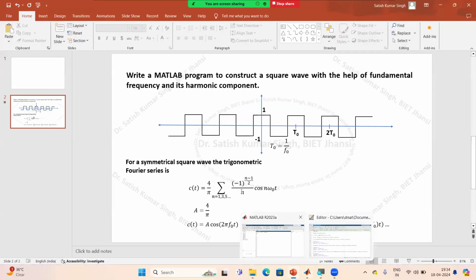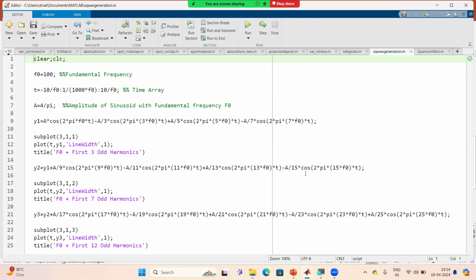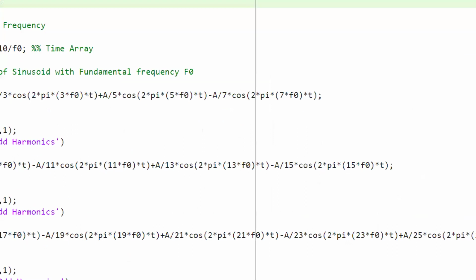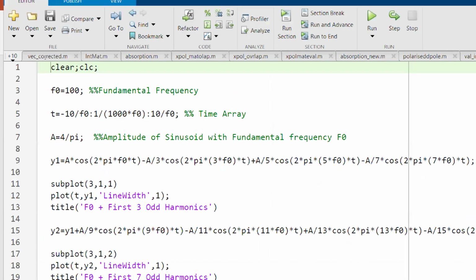I will be using the same expression that I have explained here in MATLAB. Here you can see I have already written this code. The first line is clear and clc. Clear will clear the variables in the workspace, and clc will clear the command window screen. Here I have taken the fundamental frequency f naught equals 100 hertz.